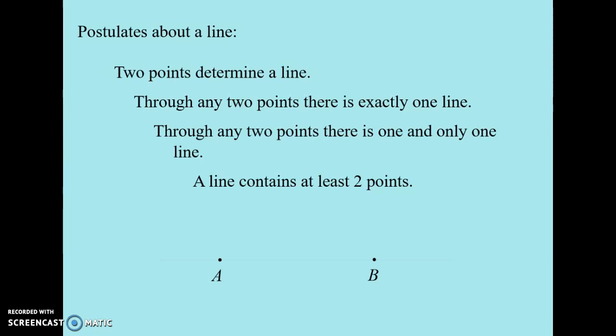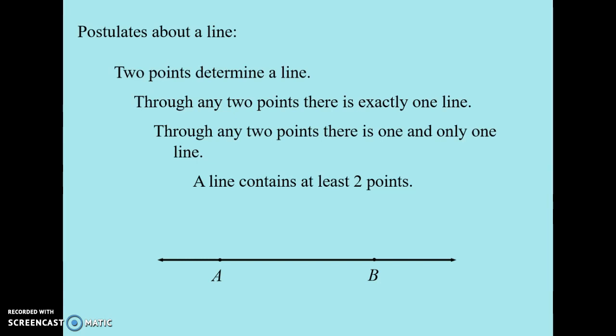2 points determine a line. So if I have point A and B, they determine a line, line AB. Through any 2 points, there is exactly one line. There's only one line that will go through points AB, even if you name it differently because of other points that might be on that same line. Through any 2 points, there is one and only one line. That's the same thing as saying the word exactly.